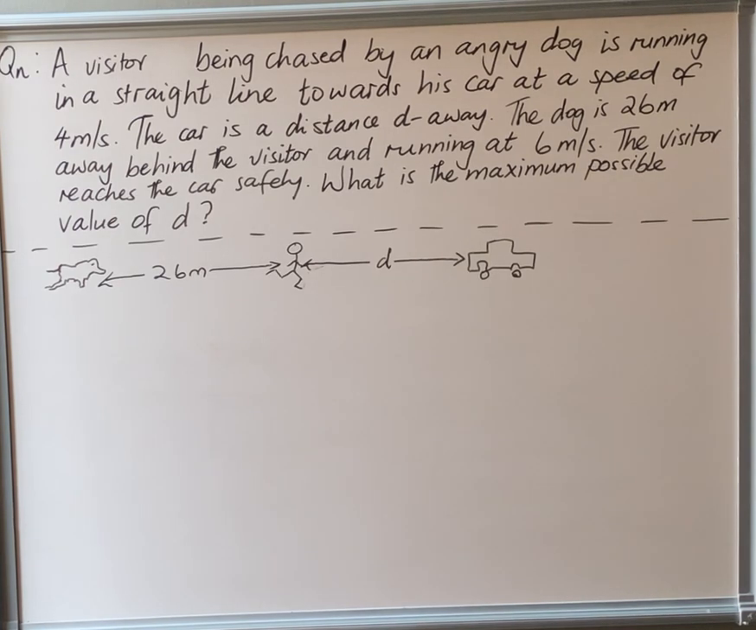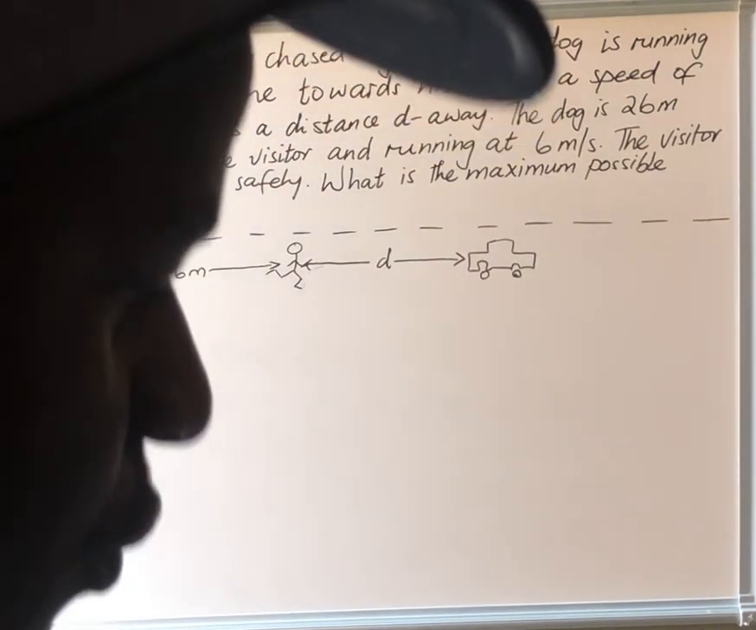We have a question on the board, and the question reads: a visitor being chased by an angry dog is running in a straight line towards his car at a speed of 4 meters per second. The car is a distance d away. The dog is 26 meters behind the visitor and running at 6 meters per second. The visitor reaches the car safely. What is the maximum possible value of d?